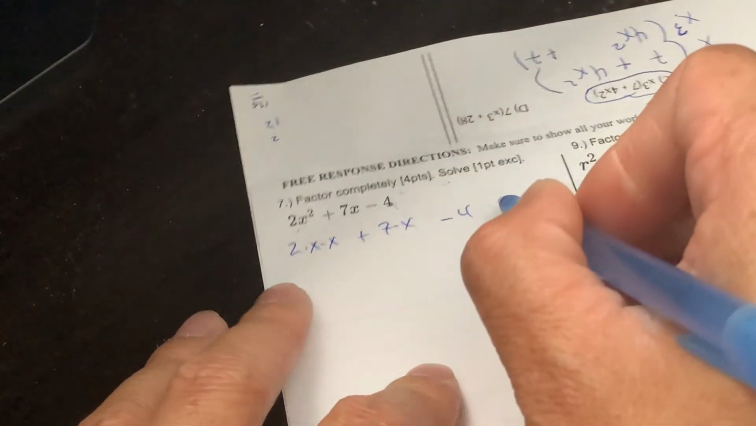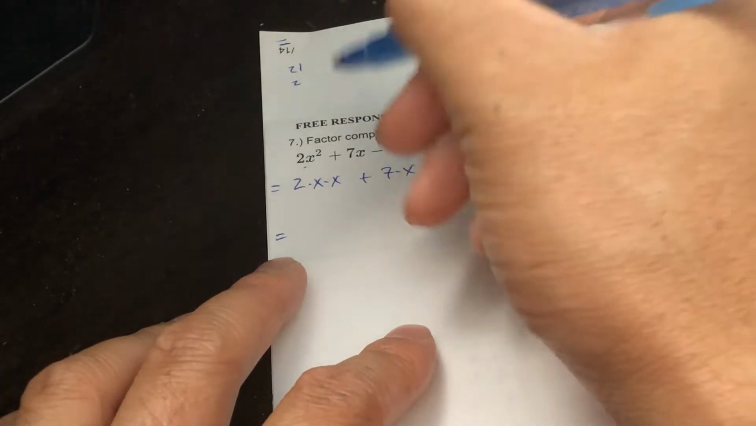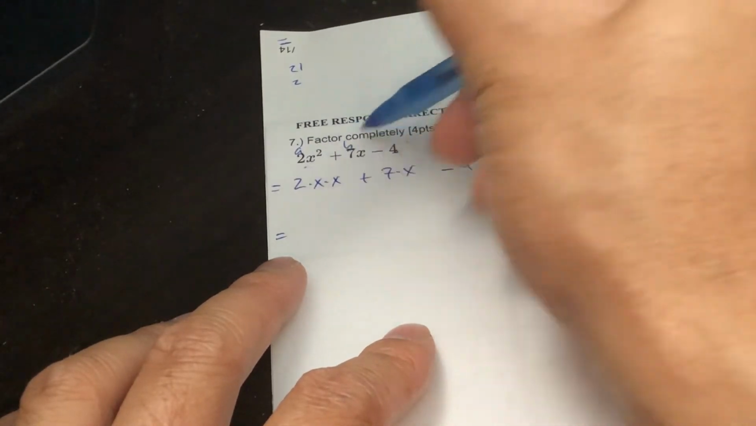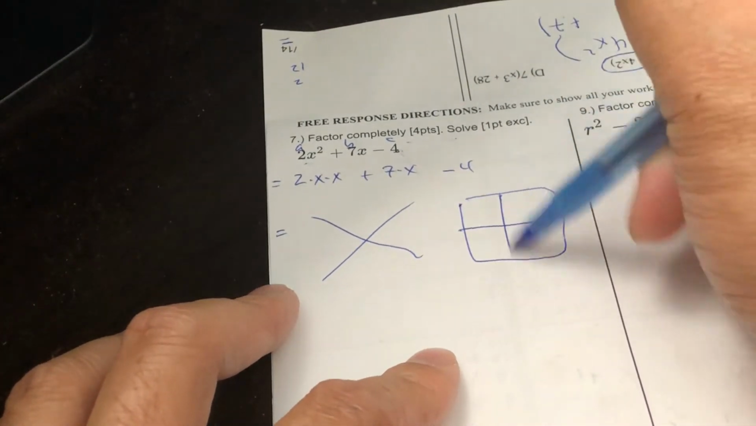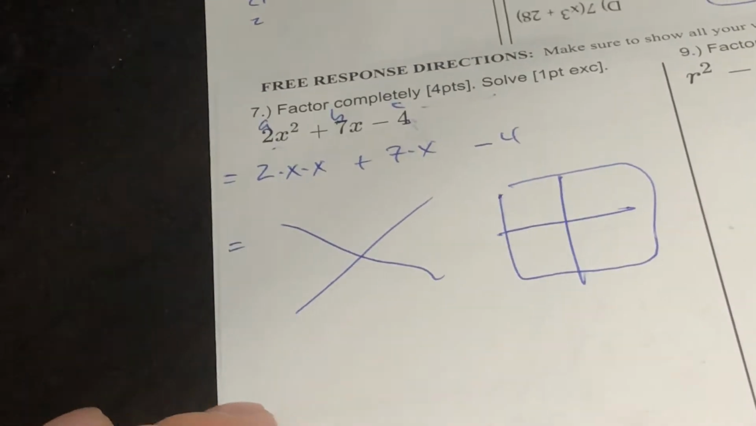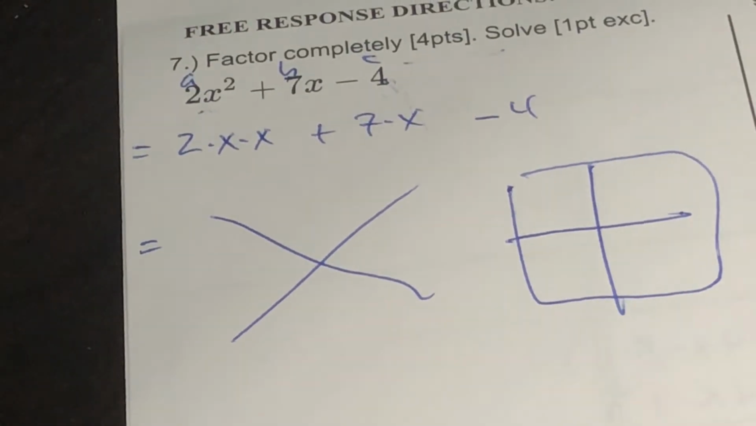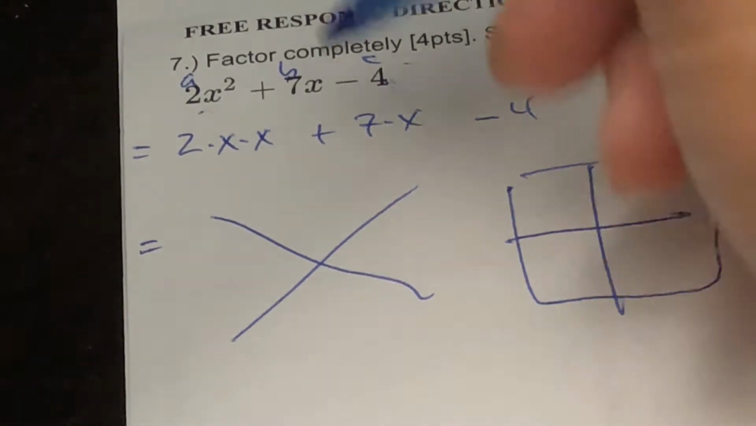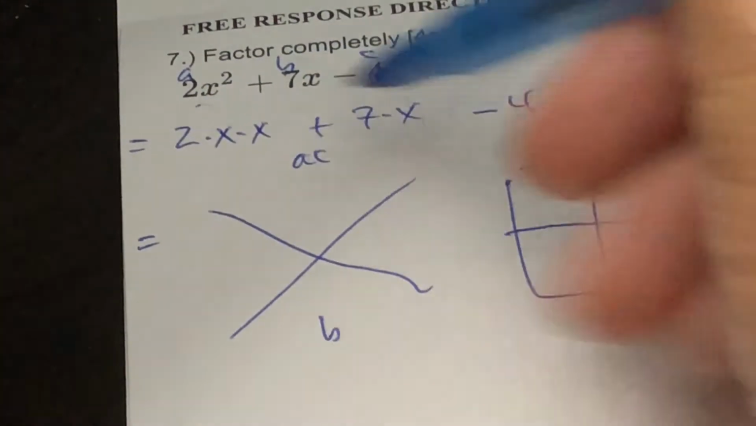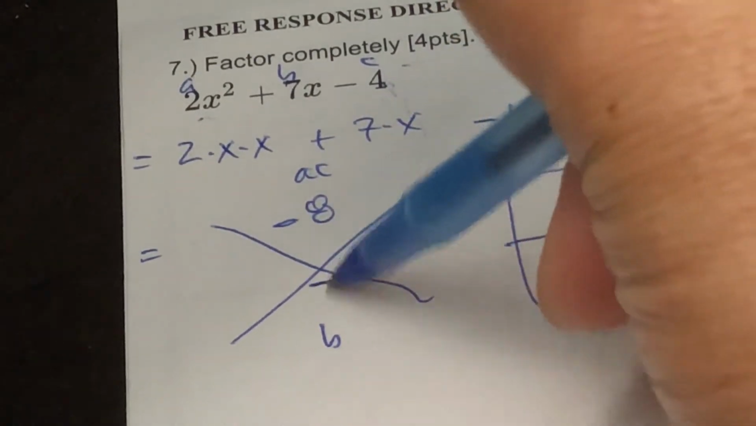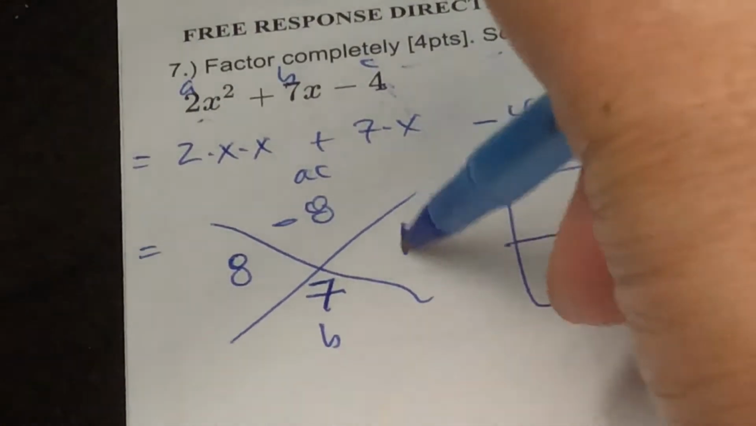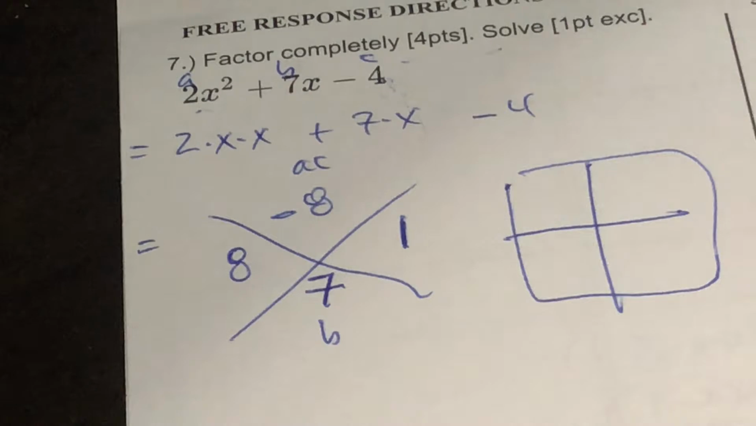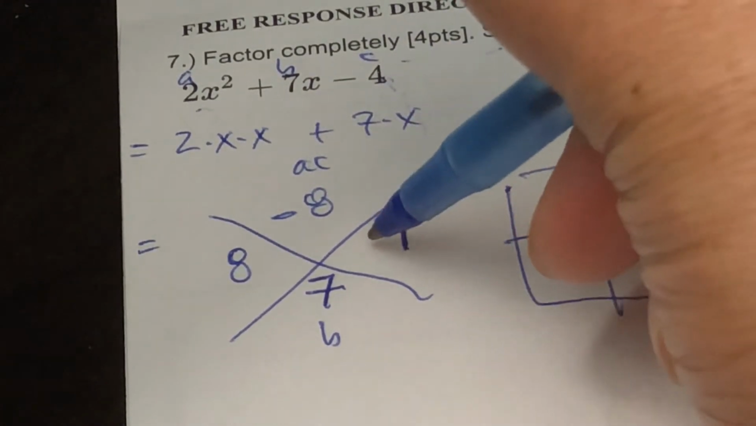So this problem shows you that there's no greatest common factor. And then your A value is 2, B value is 7, C is negative 4. So we'll just do my X and my box. So I have A times C, and then your B value, so that would be negative 8. B value is 7. My two numbers that multiply are 8 and 1. One of these has to be negative, and this one will be negative 1.